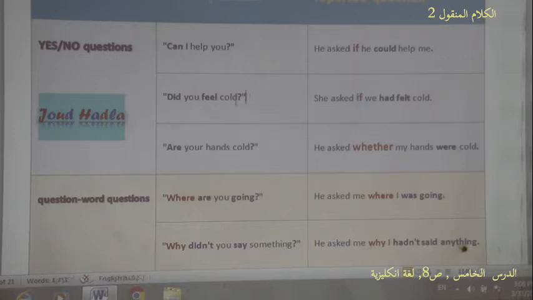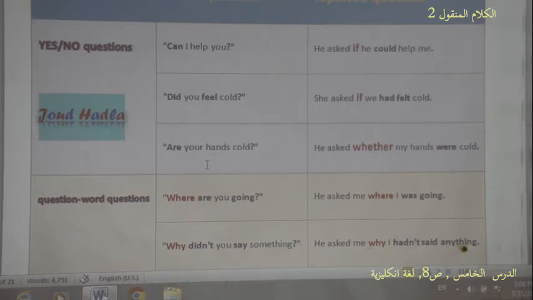Now another example. Are your hands cold? So here we inverted the verb to be in the present because we are asking a direct question. Now it will be an indirect question. He asked whether. Why whether? We can use if or whether. It doesn't matter. Don't worry. Why whether? Because we don't have a WH word. He asked whether my hands.